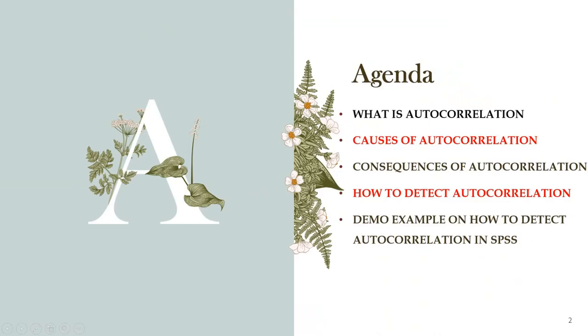Thus, in our agenda, we first talk about what is autocorrelation. Then we outline some causes of autocorrelation. In our third agenda, we will see what are the consequences of autocorrelation. Next, how we can detect autocorrelation is described in the fourth agenda. And lastly, we finish with one demo example on how to detect autocorrelation in SPSS.